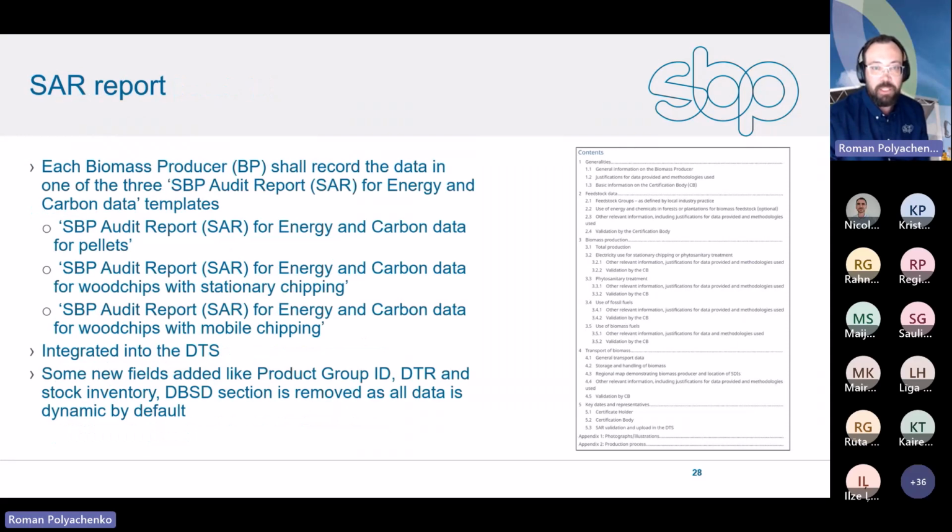The SAR report remains more or less the same. Some new fields are added like product group ID, DTR, stock inventory, and so on. So we will be publishing the revised ID5E and SAR report shortly. And yeah, from the beginning of this year, we moved the SAR report into the DTS. So that will hopefully facilitate working with the SAR report, making it easier to validate calculations and so on.